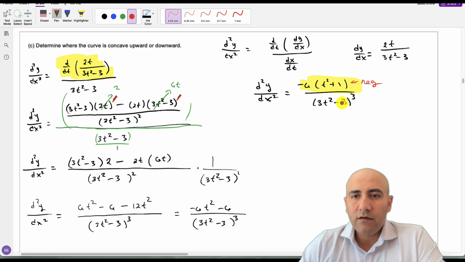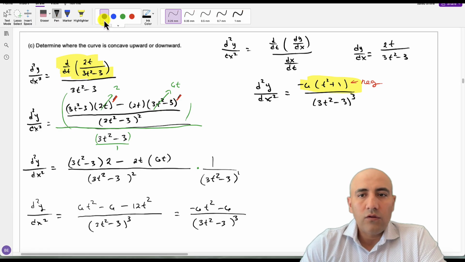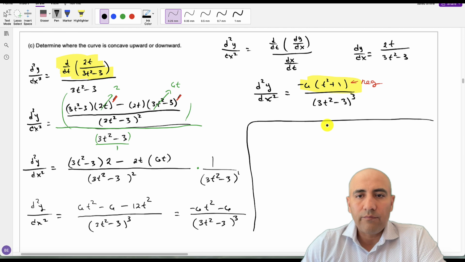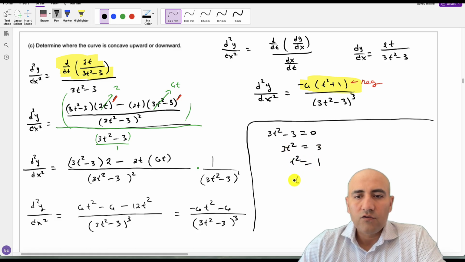So the denominator, well, that's where we need to work. We need to figure out what values of t result in a positive and what values of t result in a negative. So we should first figure out when it equals 0, and then break it down from there. So let's set this part equal to 0. This is a little bit of separate work here. We're going to take 3t squared minus 3, set it equal to 0. 3t squared equals 3. t squared equals 1. So we get t equals plus or minus root 1, or just plus or minus 1. Okay, so those are the two values that will result in a 0 here.